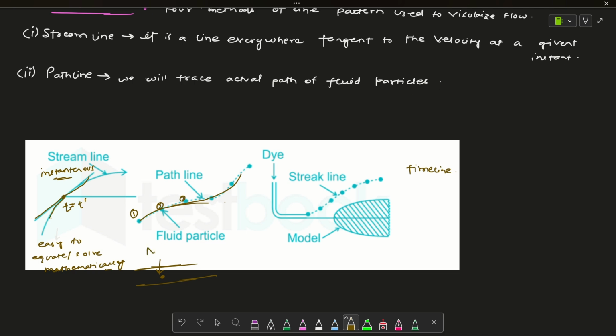And this is a non-instantaneous method, right? We are observing over a period of time. I hope you understand these two methods. And now the third one is the streakline method.